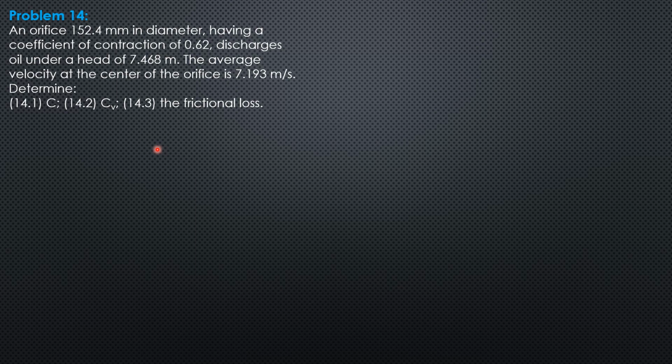So first, as I said, we compute for the diameter at the vena contracta. So 0.62 equals pi over 4 times the diameter at the vena contracta squared, over pi over 4 times the diameter of the orifice, 152.4, squared. So pi over 4 is cancelled. So it's just the diameter at the vena contracta squared over 152.4 squared. So the diameter at the vena contracta is 120 mm.